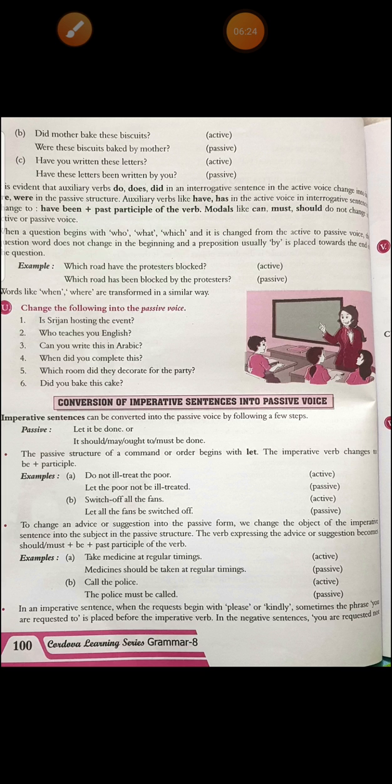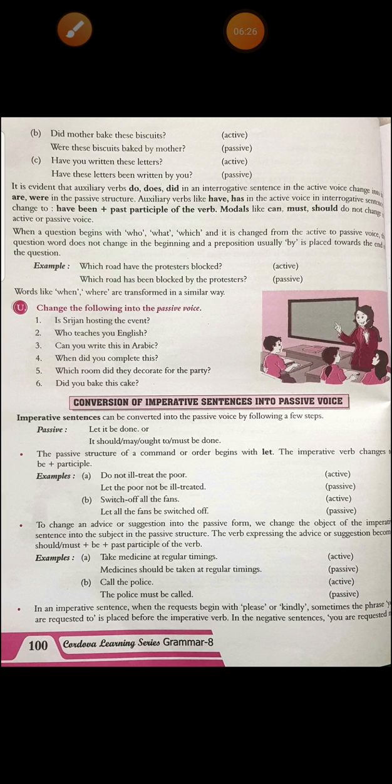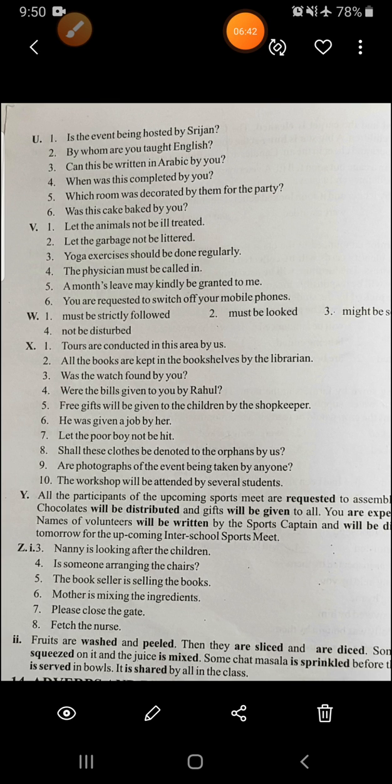So you can see the above things, that do, does, did change into are and verb, and have, has change into have been plus past participle form of the verb, and can, must, should do not change. It is applicable here. Now let's see the answers in written form of exercise U. Now see this exercise U. If you have missed something, write it here. Pause this video and write all the answers correctly.